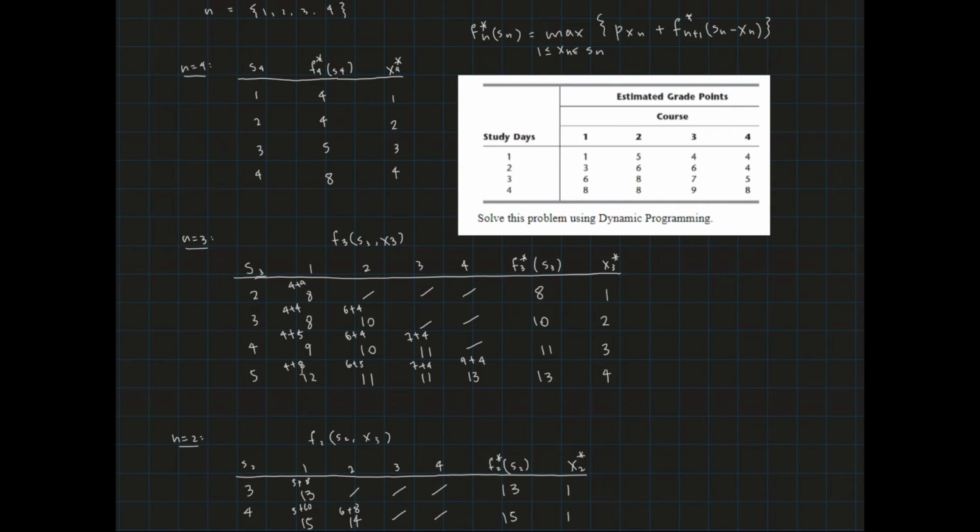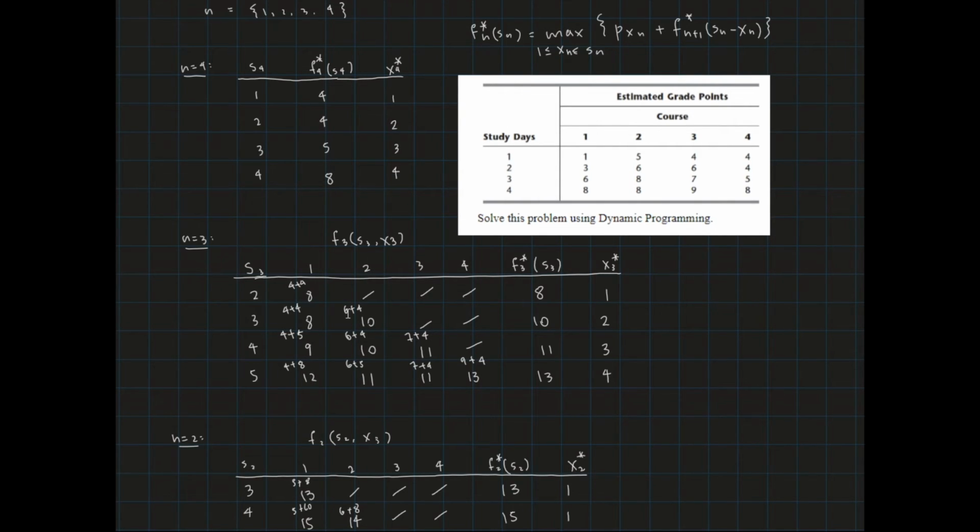However, for this part of our optimal objective function, you would actually have 5 minus 1, which is equal to 4 days left for stage 4, which is why we take this 8, because that's the value associated with spending 4 days on course 4. So 4 plus 8 is equal to 12.